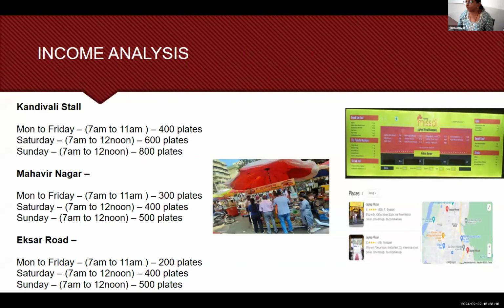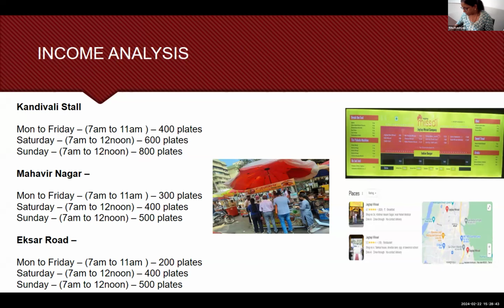Overall, the sales, when we talk about the Kandivali stall, Monday to Friday, from 7 a.m. to 11 a.m., there are 400 plates which he sells. Saturday, 7 a.m. to 12 noon, it goes to 600 plates, and Sunday is the busiest day for Jagtap, wherein the number of plates sold is 800 plus. Mahavir Nagar, similarly, the variation is 300 to 400 to 500, and Excel Road, it is 200 to 400 to 500.